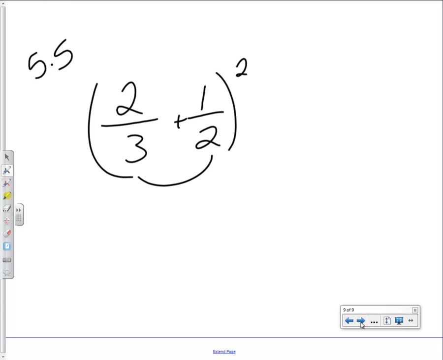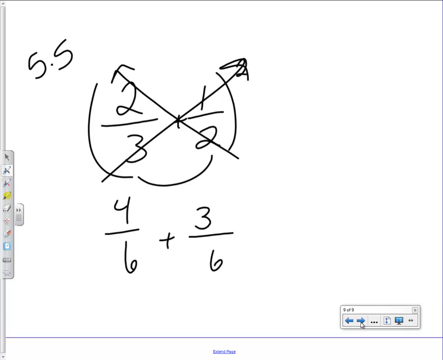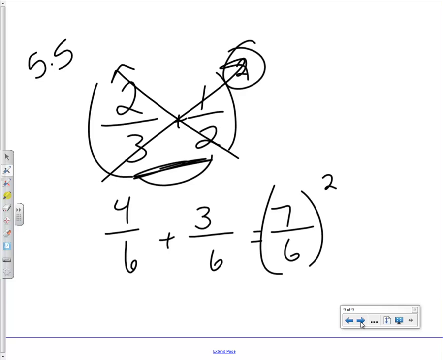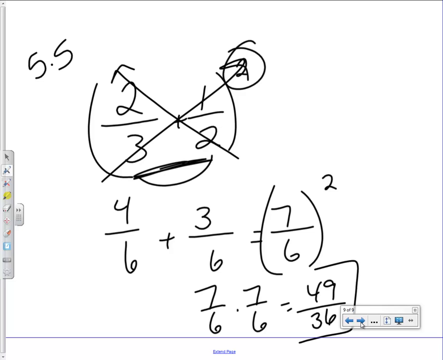So I need a common denominator. I multiply my denominators together, and I got 6. Multiply the diagonal here, and I get 3, and the diagonal here, and I get 4. Denominators match, so I bring the denominator over, add my numerators, and I get 7. This piece is now the answer in here, so I'm going to square it. That means I have 7/6 times 7/6, which gives me 49/36. Final answer.